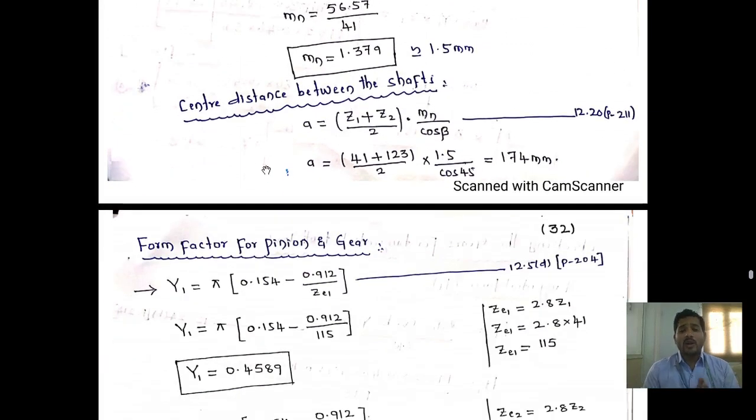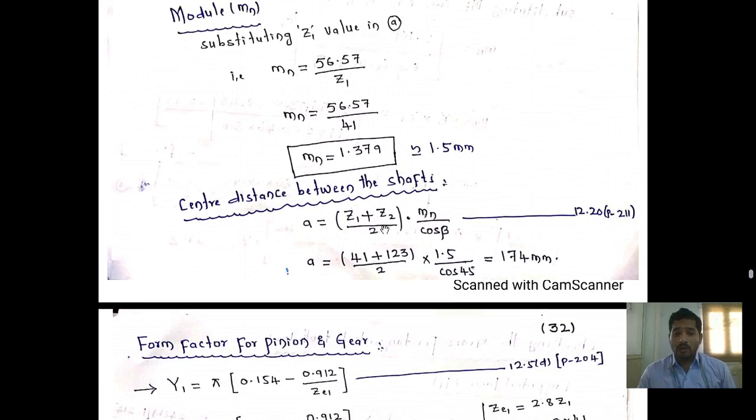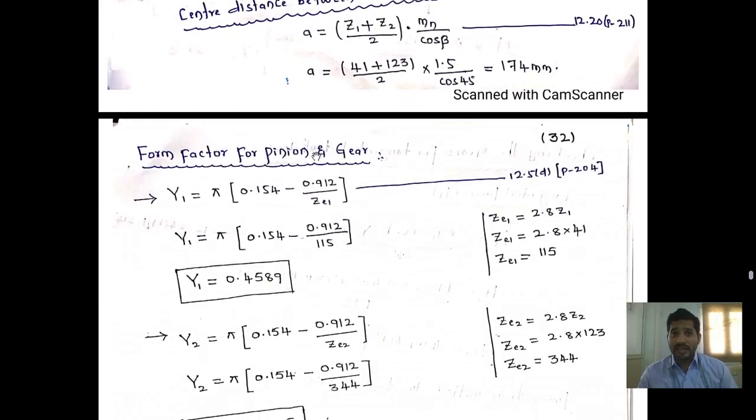After that, the most important thing we need to find out is the center distance between the two shafts. One is the gear shaft, another one is the pinion shaft. So we have the formula: z1 plus z2 by 2 into mn by cos beta. The number of teeth of the pinion we got is 41, plus z2, the number of teeth of the gear, 123, by 2. And then the module we got here is 1.5 by cos beta, where beta is 45. If you divide the value with the help of a calculator, then you will get the answer 174 mm. Always remember, I am referring to the design data handbook by Mahadevan. Always you have to go for Mahadevan.